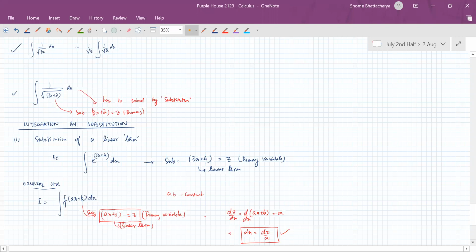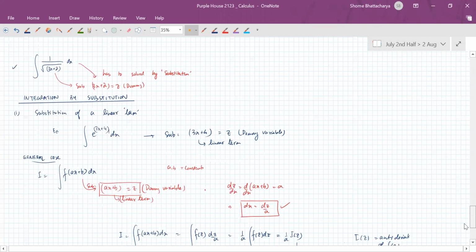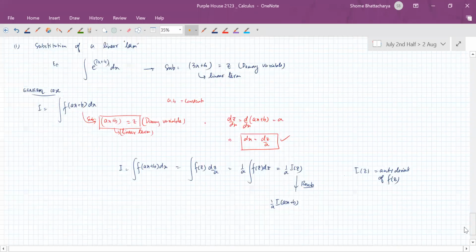Sir, we are not able to hear you if you are speaking. Okay, so you've written down this part now? Sir, can you explain that red box on the right side, dx is equal to dz upon a? That's just cross multiplication, beta. dz by dx is a. So just cross multiply the terms.